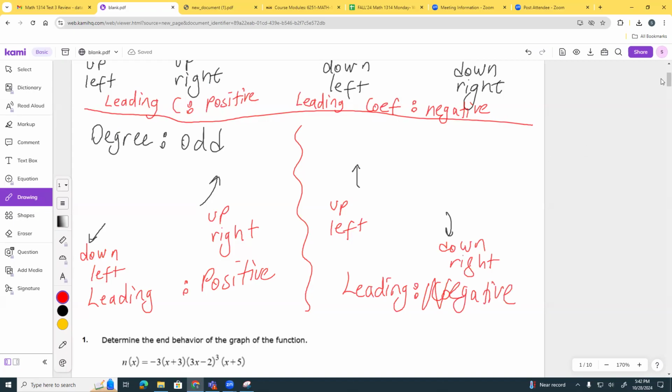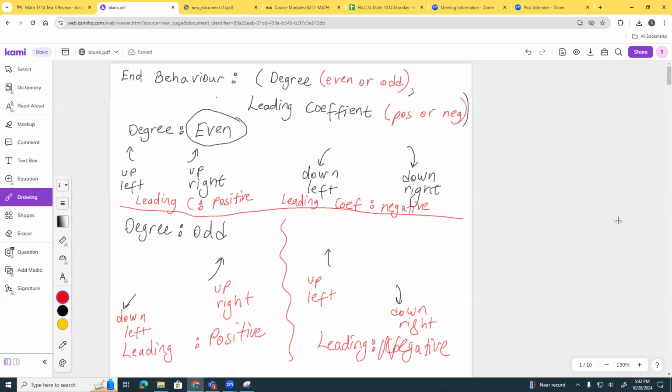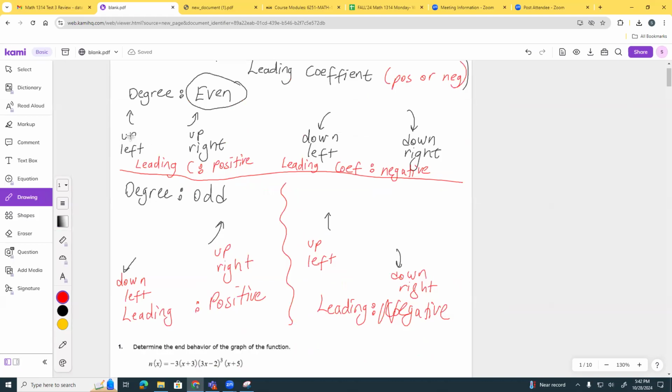So please, before you show up for the test, make sure that you actually memorize when we get up or down. This is the only possible cases when the degree is an even number. When the degree is an odd number, if the leading coefficient is positive, we have down on the left, up on the right. If the leading coefficient is negative, we're going to have up on the left and down on the right. So you have to memorize these four rules because there are a total of 2 questions on the test just for this skill, okay?